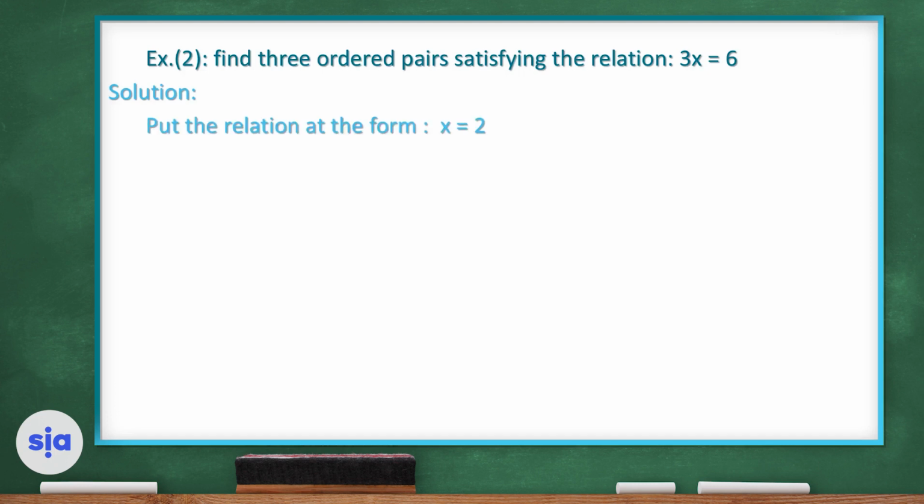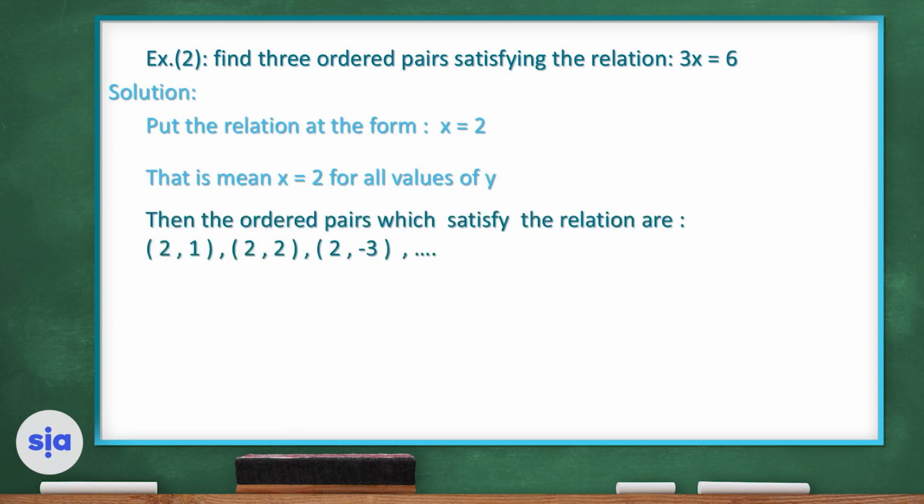So we're going to put the relation in the form of x equals 2. Then this means that x is equal to 2 for all values of y. Then the ordered pairs that satisfy the relation are x is equal to 2 with all values of y, so we can give examples as (2, 1), (2, 2), and (2, -3).